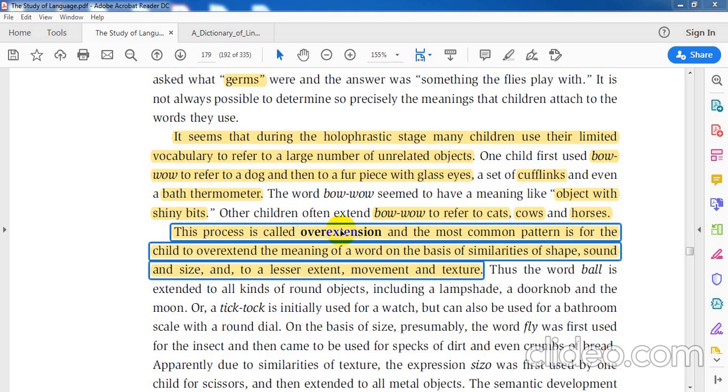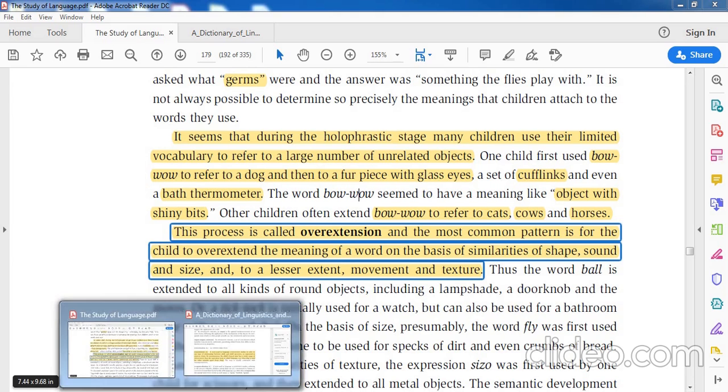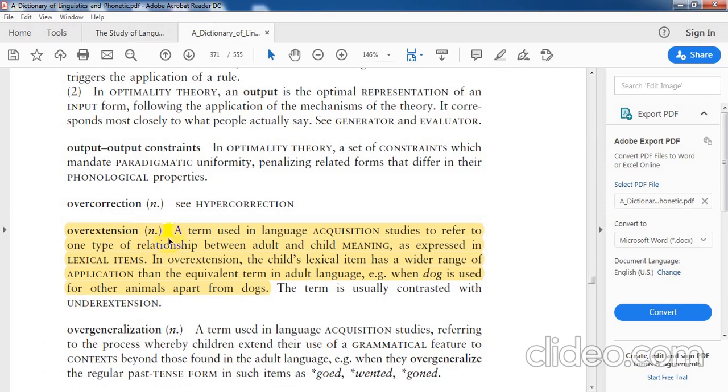For further details, you can go to the Dictionary of Linguistics and Phonetics. It is defined as a term used in language acquisition studies to refer to one type of relationship between adult and child meaning, as expressed in lexical items. In overextension, the child's lexical item has a wider range of application than the equivalent term in adult language, as the child uses one word on the basis of similarities between two objects in terms of shape, sound, or maybe size.